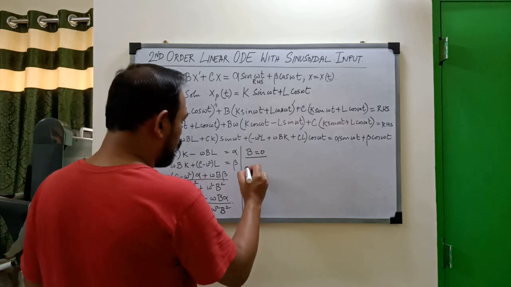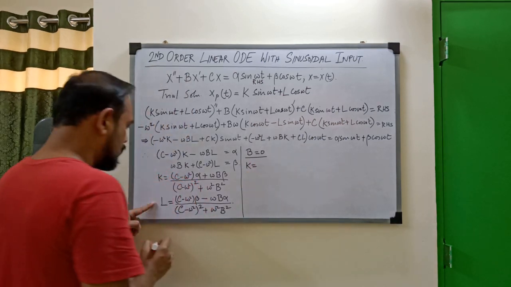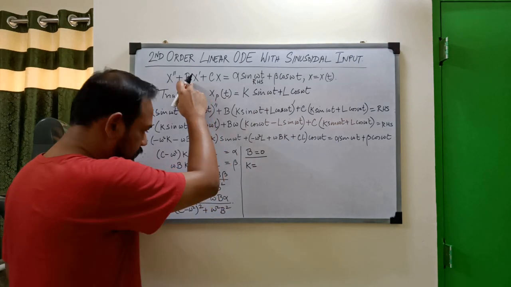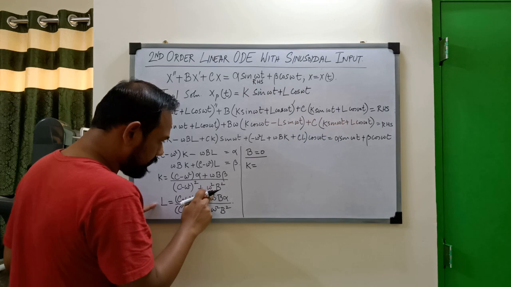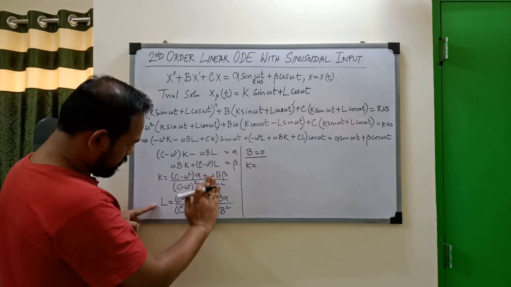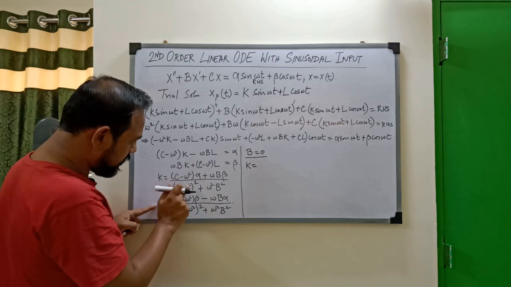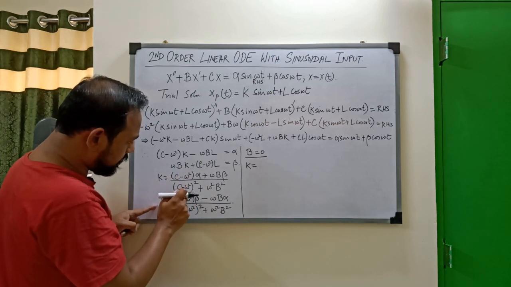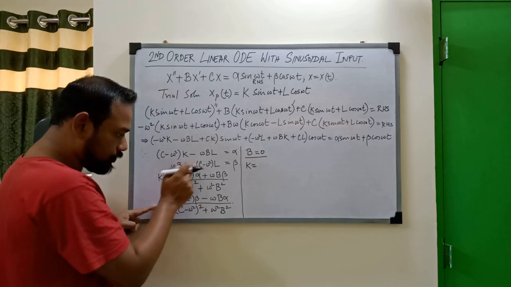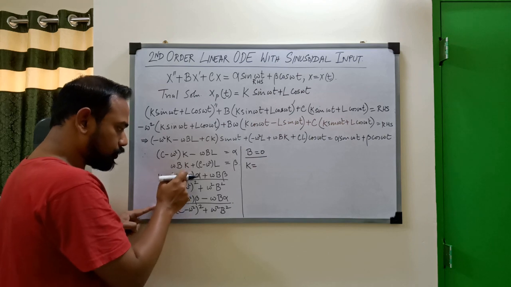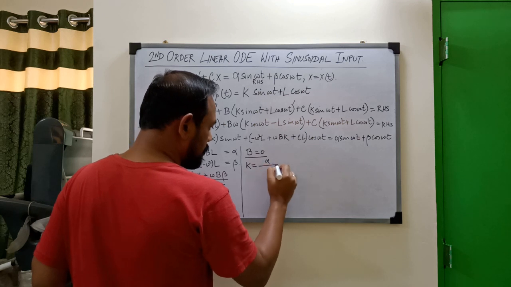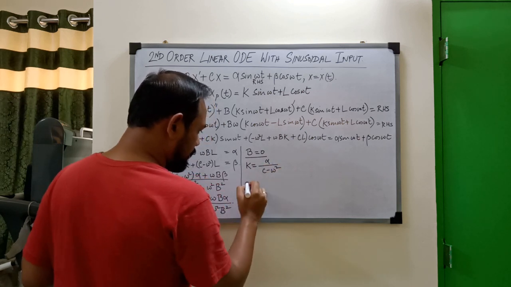Well, in that case, what happens to the K and L? K becomes, well, capital B, this B is 0. The resistance term is 0. So this is 0 and this is 0, and so these two are gone. We have this fraction here, but you have a C minus omega square on top and you have a C minus omega square in the denominator. So one of them will cancel. So you're left with alpha by C minus omega square.